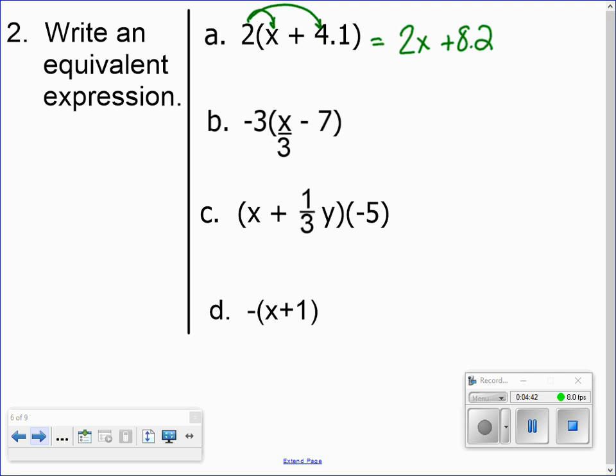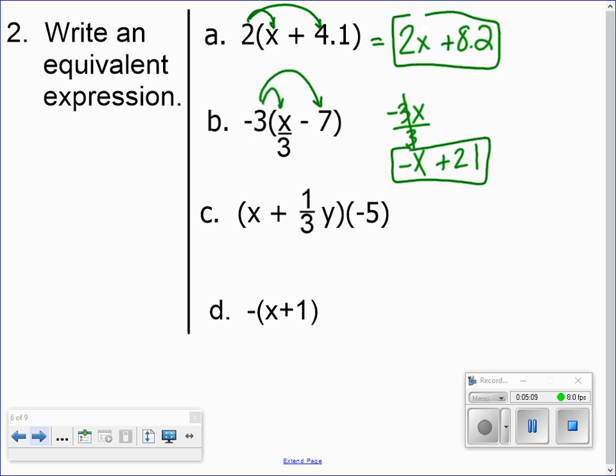When we're looking at b, again, you're doing the same thing. So you'll have the term on the outside being multiplied by both terms on the inside. So you have negative 3 times x over 3, which is negative 3x over 3, or just negative x, because those will cancel out. And then negative 3 times minus 7, which gives you plus 21. So this would be your equivalent expression here.